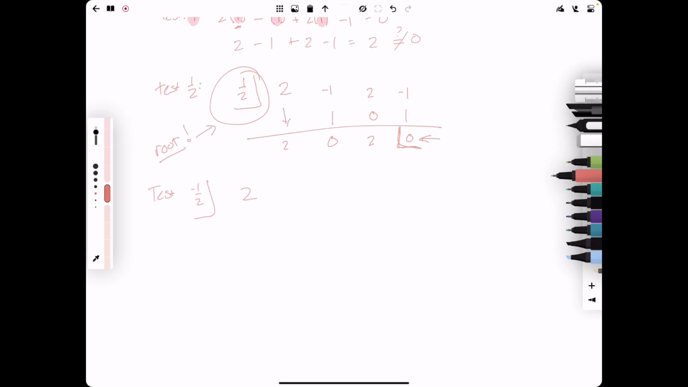So let's test negative 1/2. I still have the 2, negative 1, 2, negative 1. I'm going to bring the 2 down. I'm going to try and use arrows for you. You don't normally need to have the arrows below the line. Negative 1/2 of 2 is going to be negative 1.